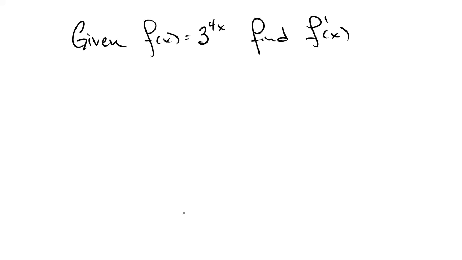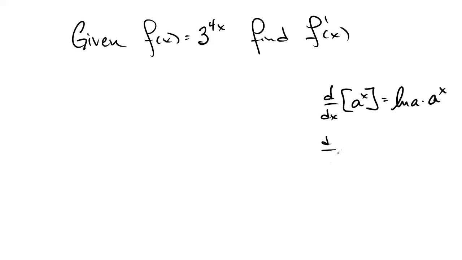Derivatives of exponential functions tend to trip people up, so I thought it would be a good idea for us to review the rules for taking the derivative of something like 3 to the 4x power. The rule that we have here is basically this: if you took the derivative of, let's say, a to the x power, that's going to equal the natural log of a times a to the x power.